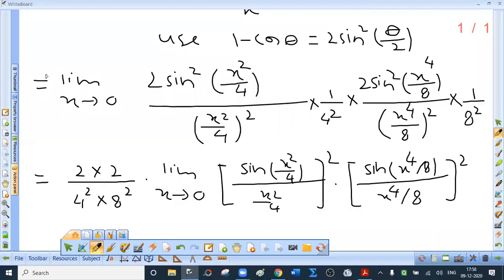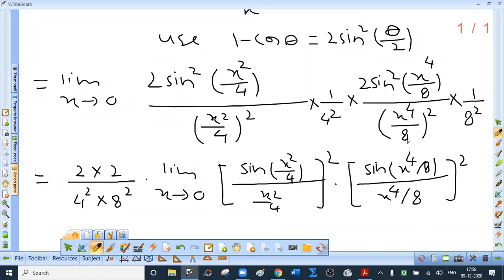So this is the limit as x tends to 0 of 2 sin square of x square by 4 upon... First we write what we want. The angle must be fully repeated, so x square by 4, but it is sine square, so square of this. In the process I have multiplied the denominator by 1 by 4 square, so I multiply the numerator also by the same. The same logic is to be applied here also.